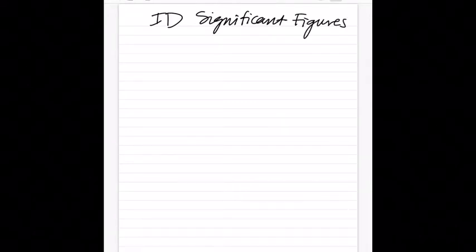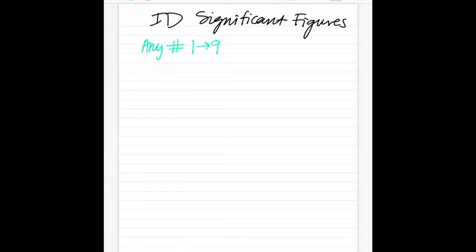All right. Now, I've got a couple of rules here. We're trying to figure out which numbers are significant. That's the whole point of this. Which ones are significant? Do I count it? Do I not count it? That's what we're trying to decide. So any number 1 through 9 is always significant.